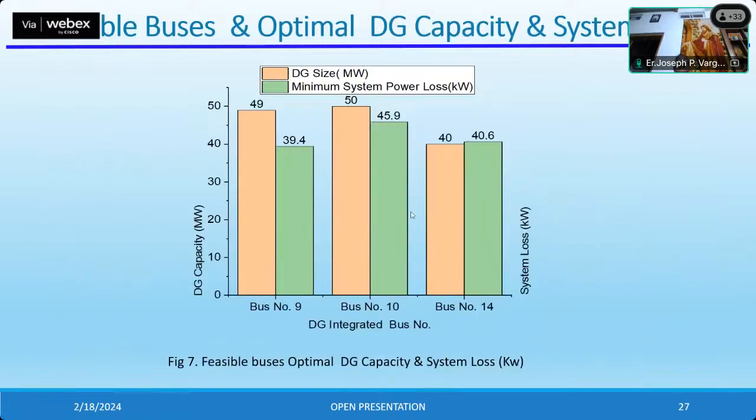Feasible buses and optimal DG capacity, these are the DG sizes in megawatt. 49 megawatt is penetrated at bus number 9. The loss is reduced to 39.4. These are the other feasible buses. Bus number 10, we are penetrating 50 megawatt and the loss is 45.9 kW. And similarly, in the case of bus number 14, the loss is 40.6, but the optimal DG capacity is 40. And so we are calling this our optimal DG location, and this is our optimal DG capacity.